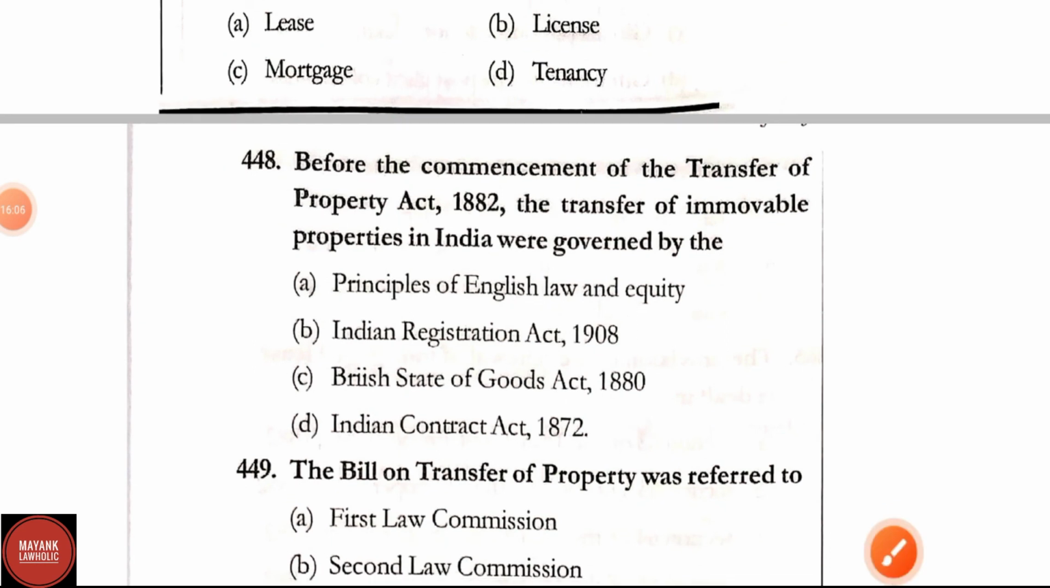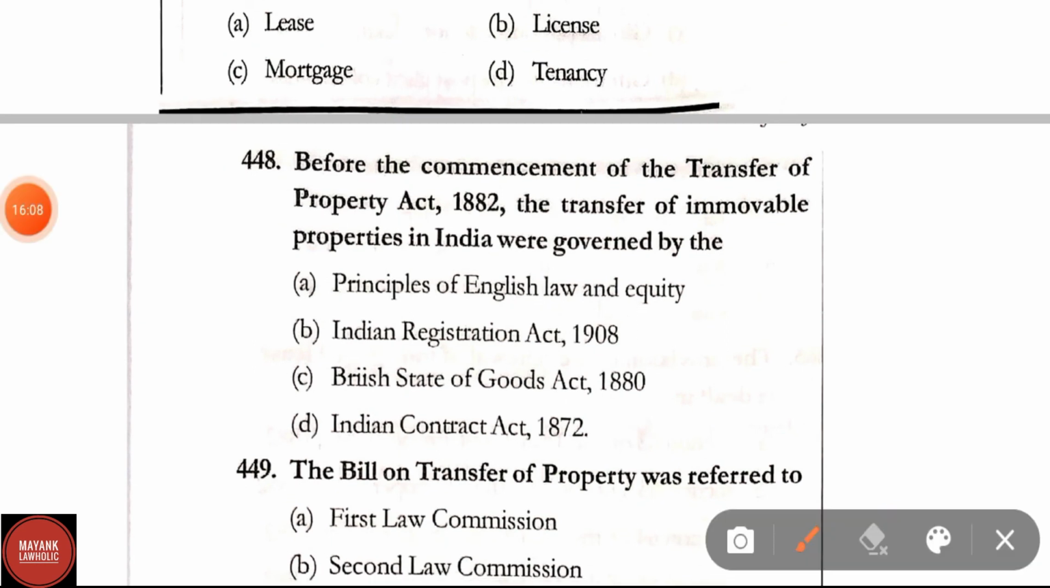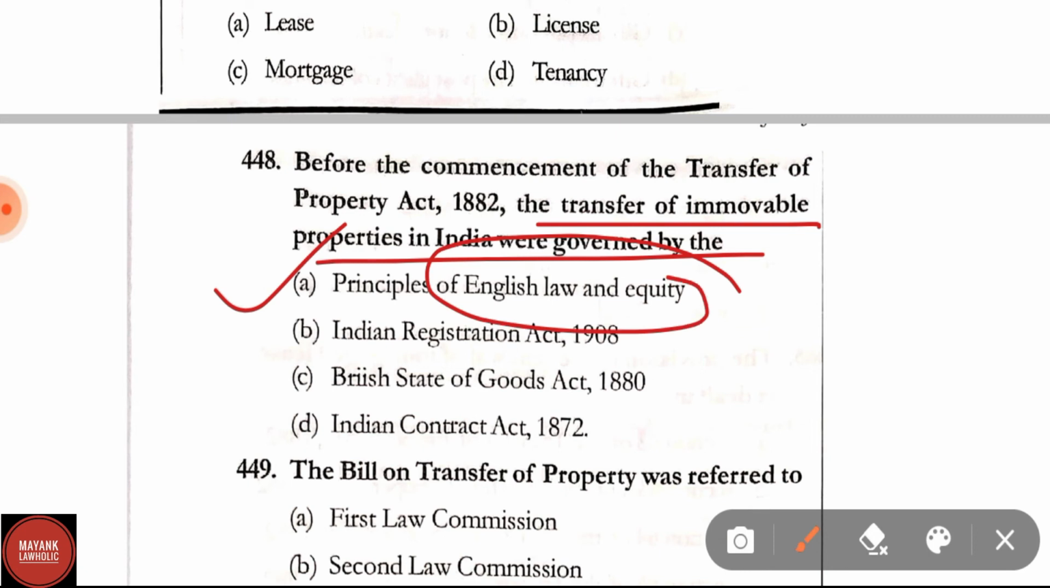Question number 448. Before the commencement of the Transfer of Property Act, the transfer of immovable properties were governed by the principles of English Law and Equity, Indian Registration Act, British Sale of Goods Act, Indian Contract Act. Correct answer is option A, that is principles of English Law and Equity.